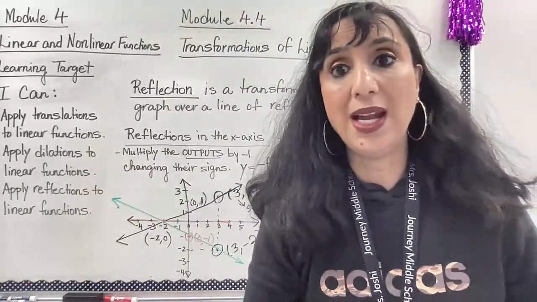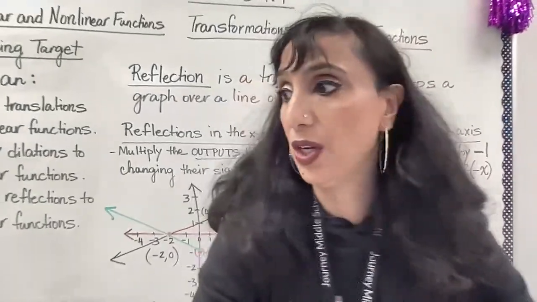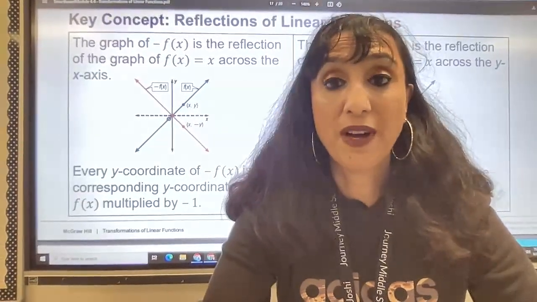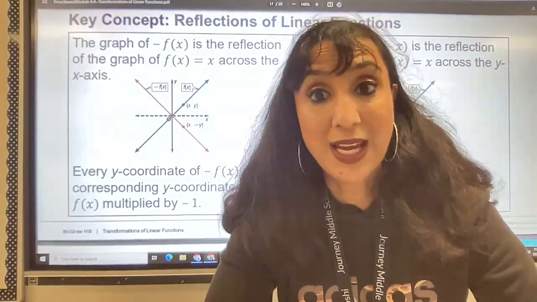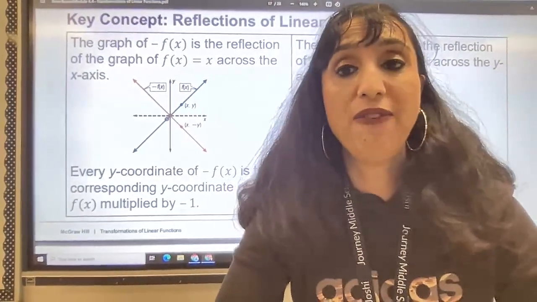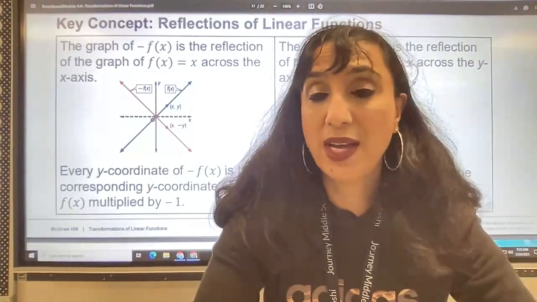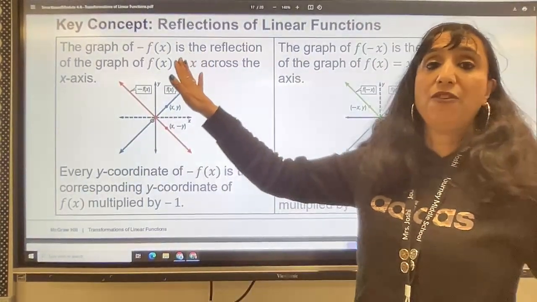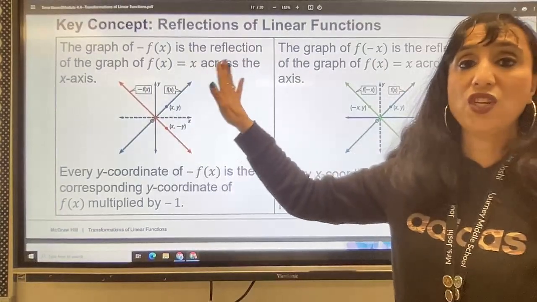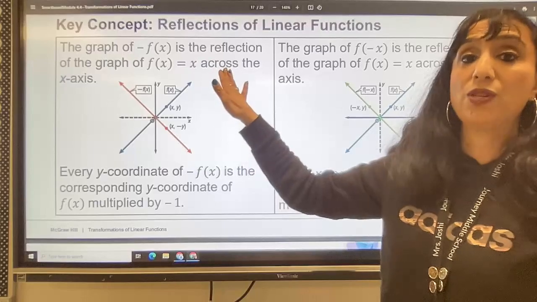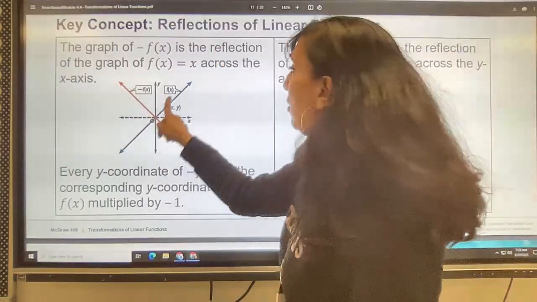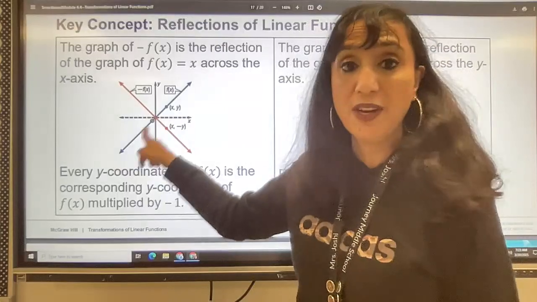Okay, so let's go ahead, and I just want to show you the definition of what we just talked about, because now we are going to use the parent graph and the parent function where f(x) is equal to x. And so I know if x is 1, y is 1. If x is 2, y is 2, etc. Okay? So same thing that I just said. The graph of -f(x) is the reflection of the graph of f(x) = x across the x-axis. So here is my graph of f(x), which is my parent function.